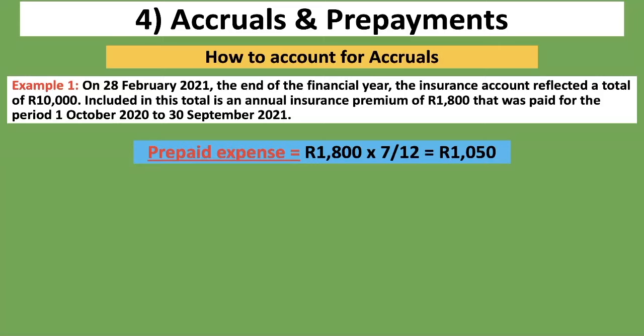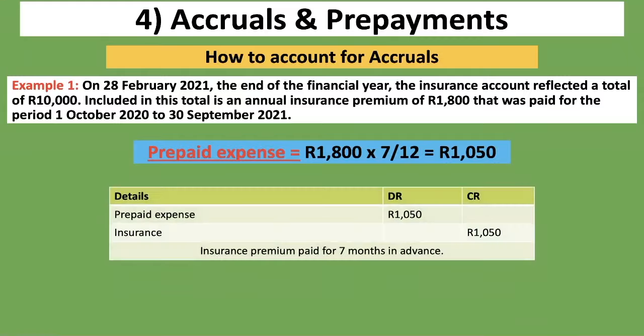So we debit prepaid expense, but what are we going to credit? We're going to credit insurance. Why are we crediting insurance? Well, insurance is an expense and expenses increase on the debit side. However, since it was included in the insurance account of 10,000 rand, we have to remove it, and by removing it we are reducing the insurance premium. That means the insurance is decreasing and the expense decreases on the opposite side, which is the credit side. So we debit prepaid expense with 1,050 rand and we credit insurance with 1,050 rand, and the narration there is insurance premium paid for 7 months in advance.